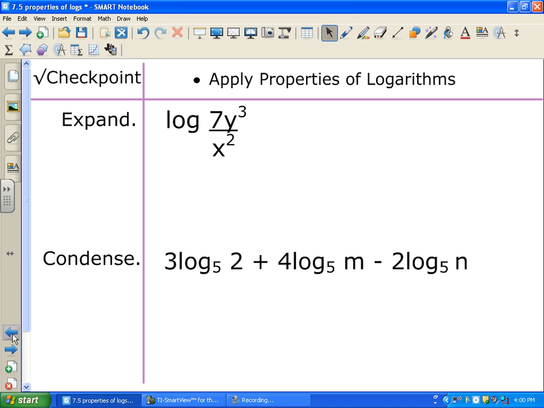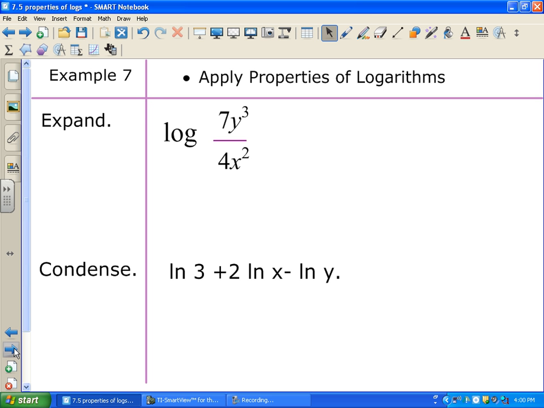All right. If you struggled with that last checkpoint, I'm going to do these 2 problems, and after I finish these 2 problems, I want you to go back and work on that checkpoint. Hopefully these 2 problems will help you get through the problem if you had an issue with it.